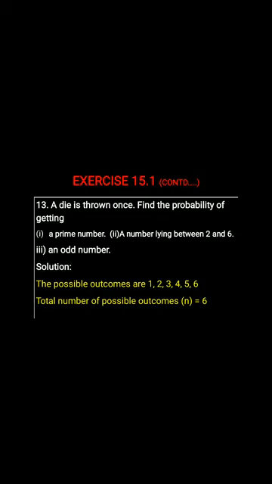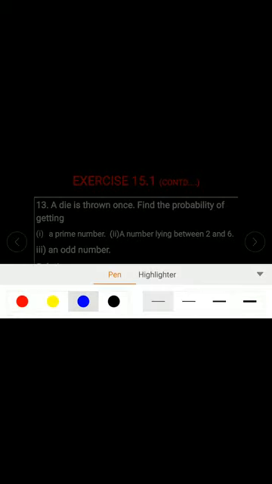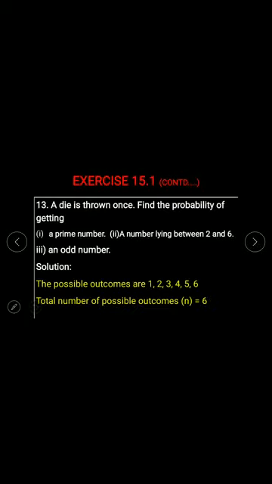When you throw a die, which are the possible outcomes? Yes, 1, 2, 3, 4, 5 and 6. So the total number of possible outcomes is 6. Clear? So what is the first question? Find the probability of getting a prime number.